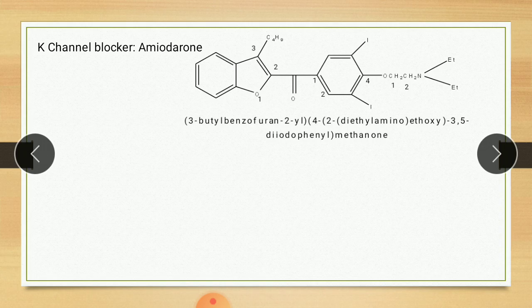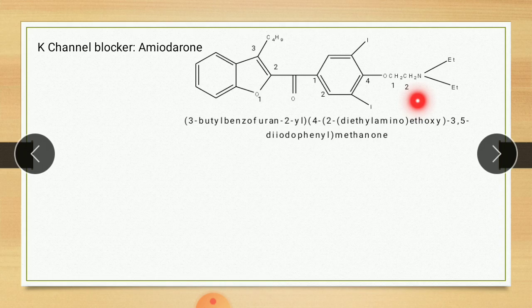Next class, potassium channel blockers. Example, amiodarone. This is the structure of amiodarone. Here methanone means this group. 3-butyl benzofuran: 3-butyl means this one, the butyl group is here, and this ring is benzofuran. On the second position, the attachment is 2-yl. Then 4 means this 4.